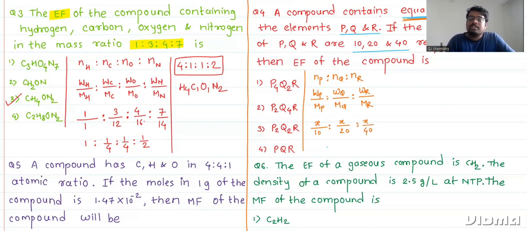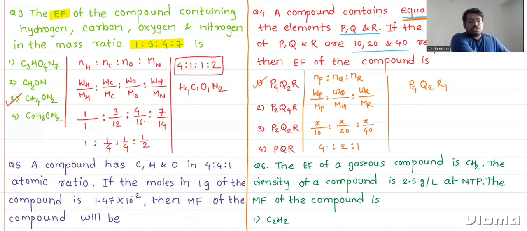Now let us convert this into simplified form. Let us multiply by 40 by x. Then in simplified form we get 4 is to 2 is to 1. So its empirical formula is what? The number of P atoms is equal to 4, the number of Q atoms is 2, and the number of R atoms is 1. So the first option is correct.